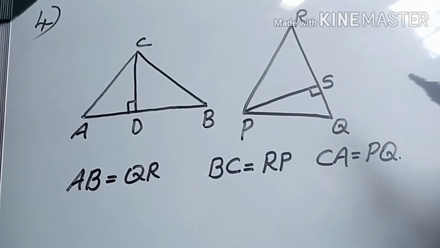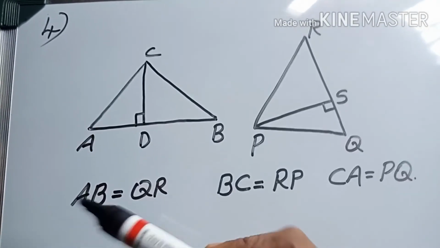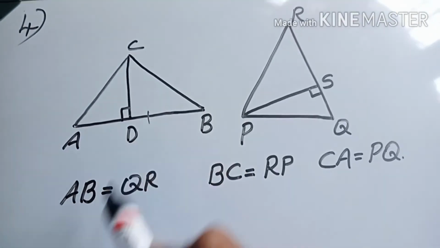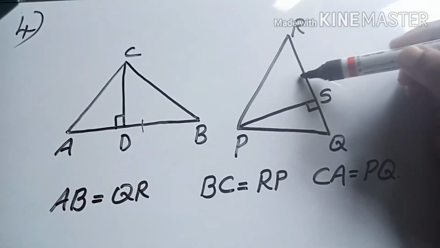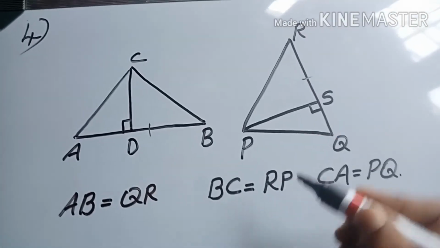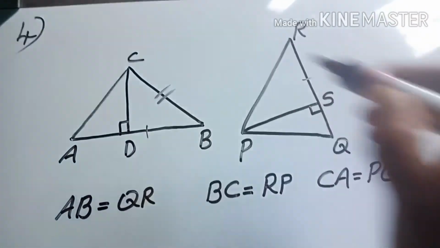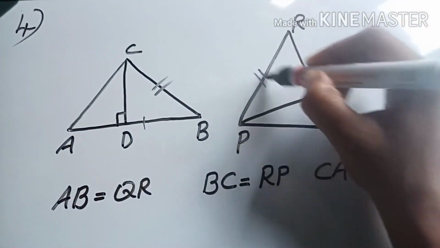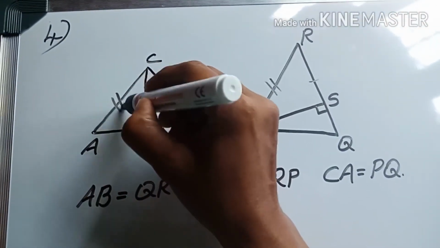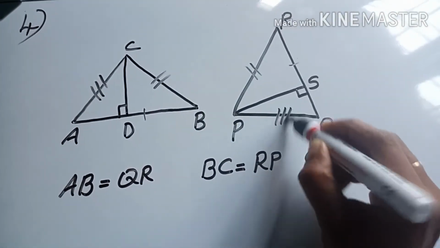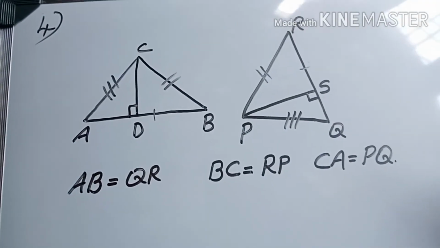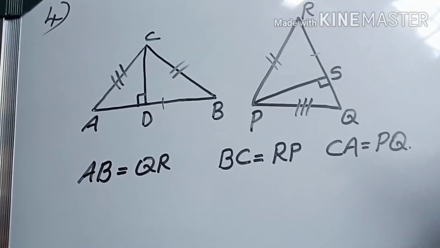For that, first of all, let's mark the equal sides. Here AB is equal to QR. AB means this first side. This first side is the same as QR. These two are the first equal side. Next is BC equal to RP. That means this side, the second side. BC is the same as RP. Second one. Third one, CA equal to PQ. So CA is this side, the third side. CA is the same as PQ. So all three sides equal means these two triangles are equal triangles. From the question itself it is given that these two are equal triangles.